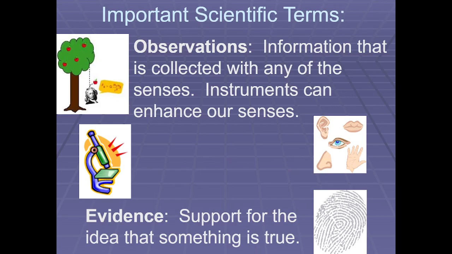These are some important scientific terms. Observations, which is information that is collected with any of the senses. Instruments can enhance your senses. So any information you could gather by sight, smell, touch, taste, or hearing. And evidence, support for the idea that something is true.